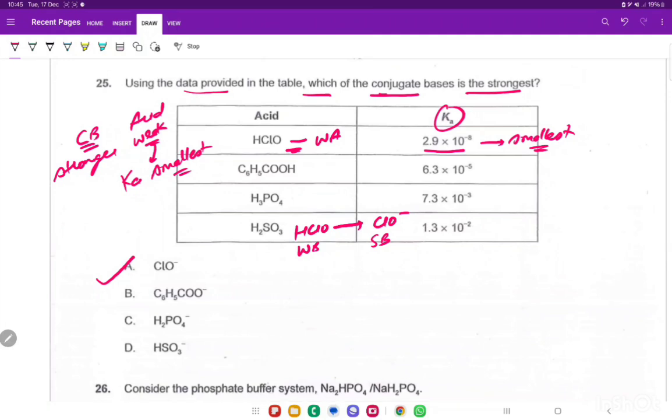It is ClO minus. Why? Because HClO is a weak acid and ClO minus is my strong conjugate base. A weak acid always forms a strong conjugate base. This is the concept.